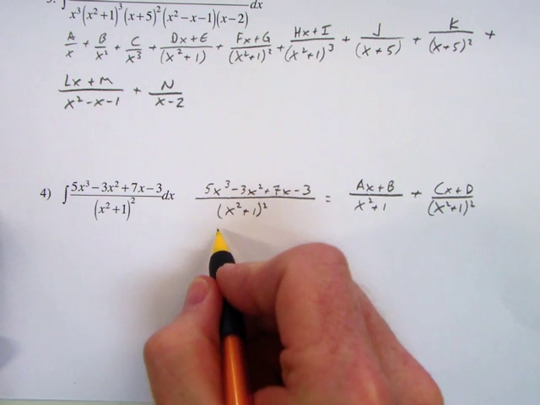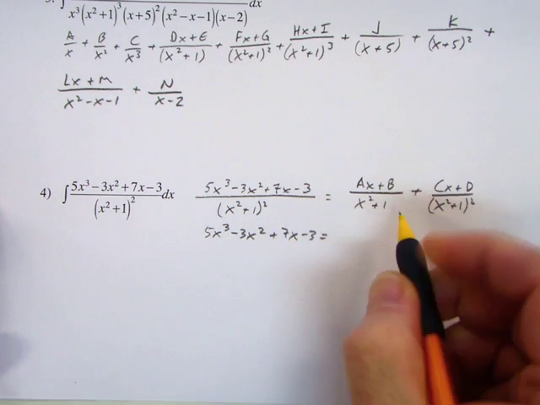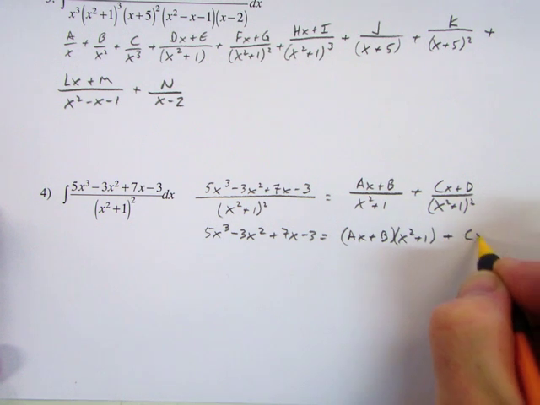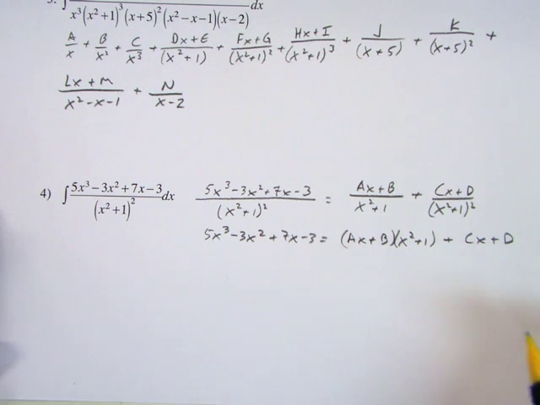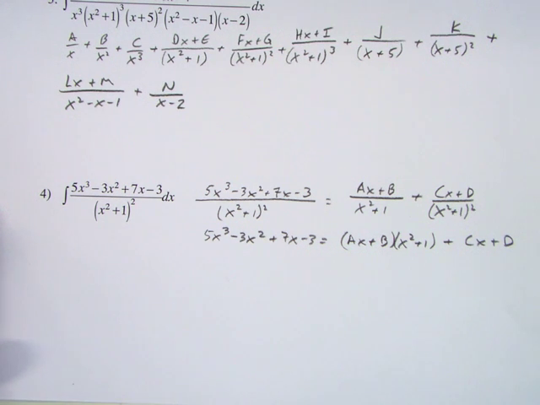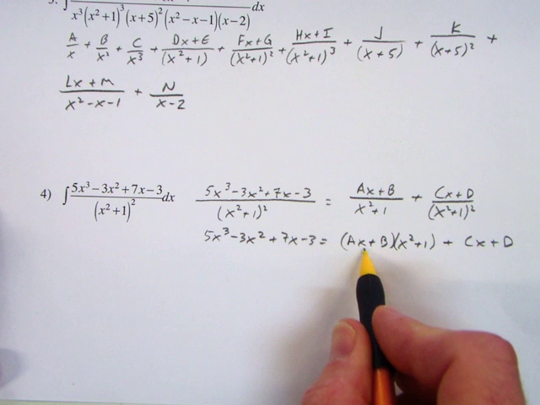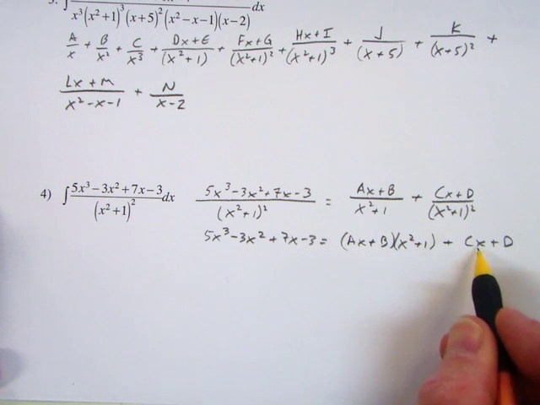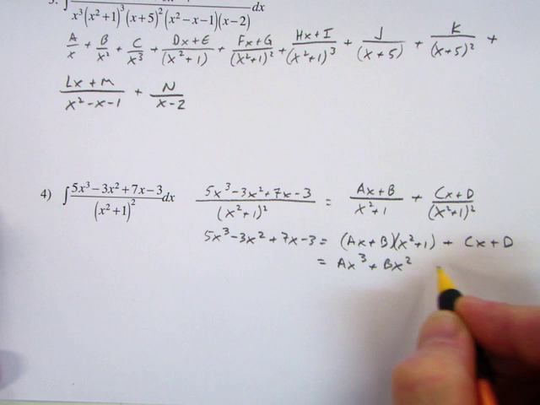Multiply everything by the denominator, so we will have 5x cubed minus 3x squared plus 7x minus 3 equals ax plus b times x squared plus 1 plus cx plus d. Now what? Well, again, we're going to use either equating coefficients or plugging in a number. And if I look at this, when I multiply this out, I'm going to have 1x cubed here, and I'll have 1x squared there. Then I'll have a constant b, and I'll have this coefficient of c. So it looks like equating coefficients on this one is going to work well.